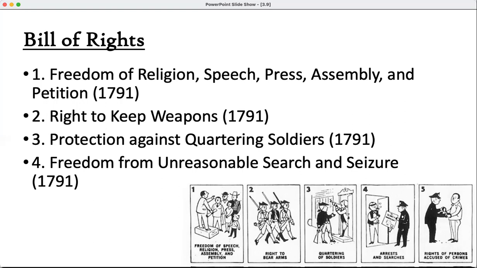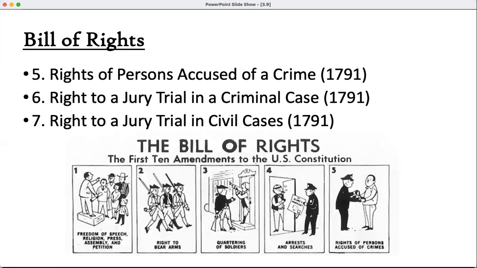Third Amendment, one that gets zero attention nowadays. Protection from quartering of soldiers. Again, you see how this is a document of its time. Fourth Amendment, freedom from unreasonable search and seizure. Fifth Amendment, the rights of a person accused of a crime, right? You have a right to know what the crime is. Sixth Amendment, you have a right to a jury trial.